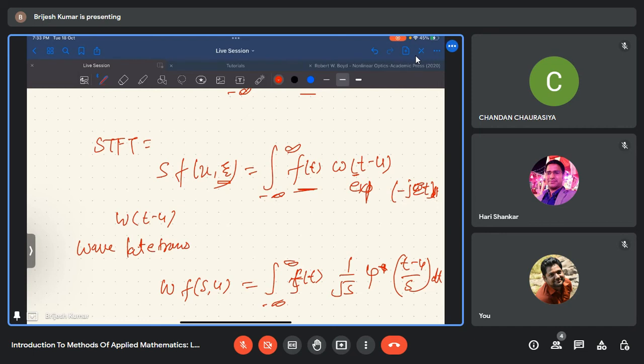However, another problem arises: the very low frequency component cannot be detected on the spectrum. The reason is that we use a window with fixed size. Okay.